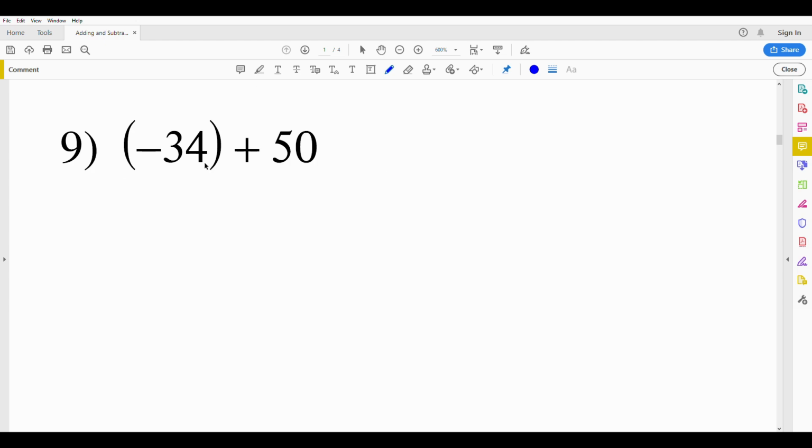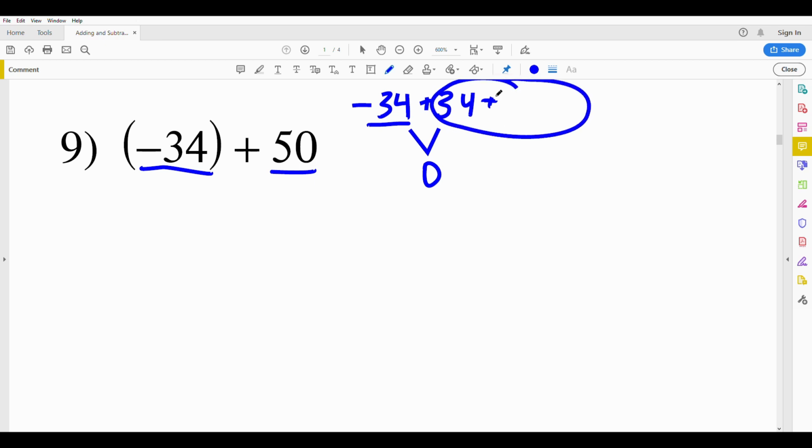In number 9, we have negative 34 plus 50. So we're starting in the negatives and we're adding 50, so moving to the right. If we have negative 34 and we're adding 50, well, in order to get to 0, we would need to add 34. So if we had negative 34 and added 34, we would get to 0. But that's not the same problem. We have negative 34 and we're adding 50.